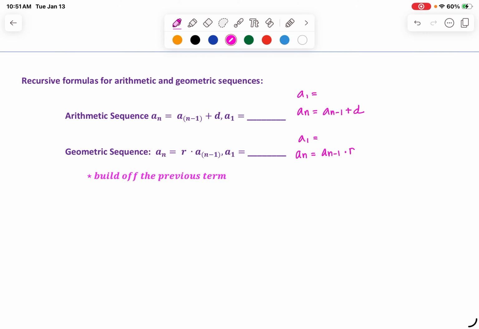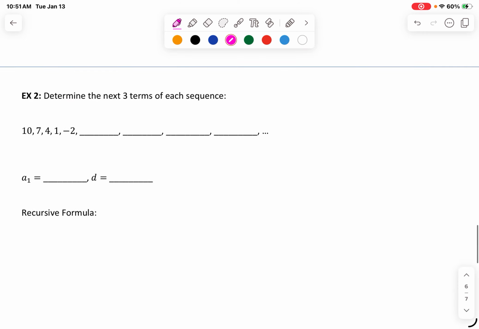All right, let's try a couple of these, and all that you're doing is building off the previous terms. This says determine the next 3 terms, so we have to find the pattern here. 10 to 7, 7 to 4, 4 to 1. This is -3. So your difference is -3. Your first term is 10. And then let's continue to find the rest of the terms here. So -5, -8, -11. And it says the next 3 terms and has 4 spots. Interesting.